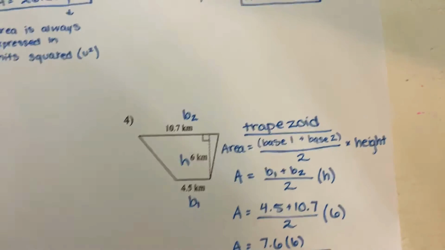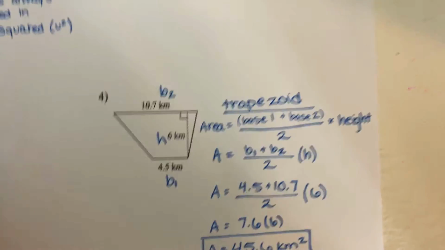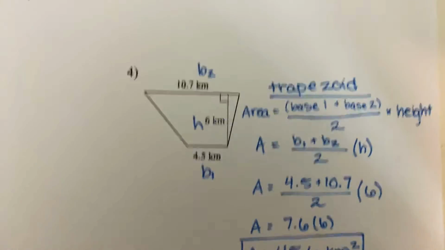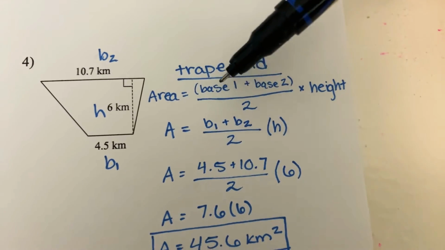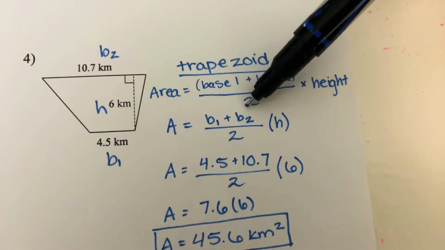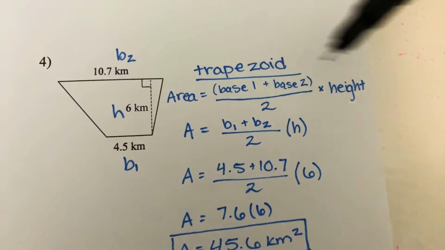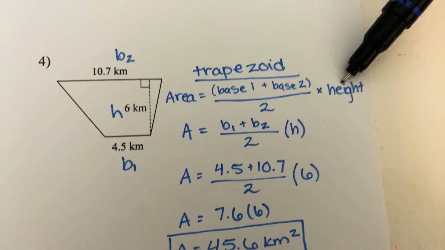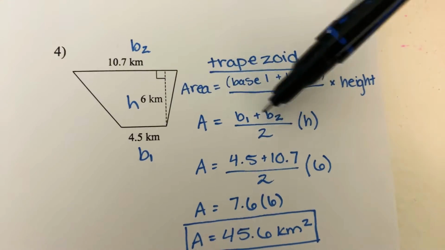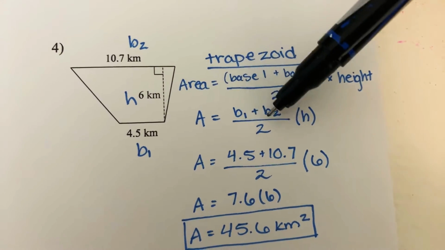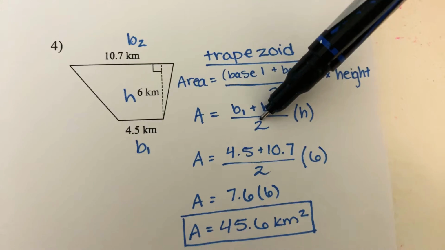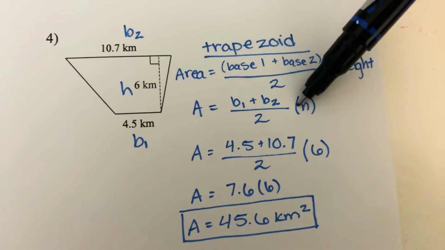So we're going to find the average of those bases, which means we're going to add them together and divide it by 2. And that's what I have written out here. Base 1 plus base 2 divided by 2. And then we're going to take that average, multiply it by the height. Okay, so you're going to mostly see it written like this. Base 1 plus base 2 divided by 2 times the height.